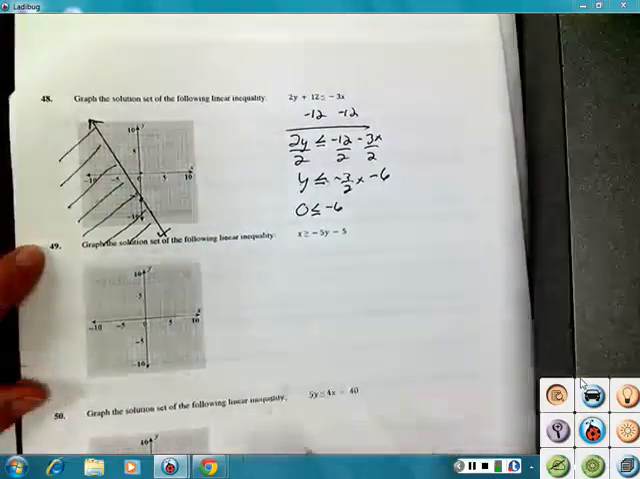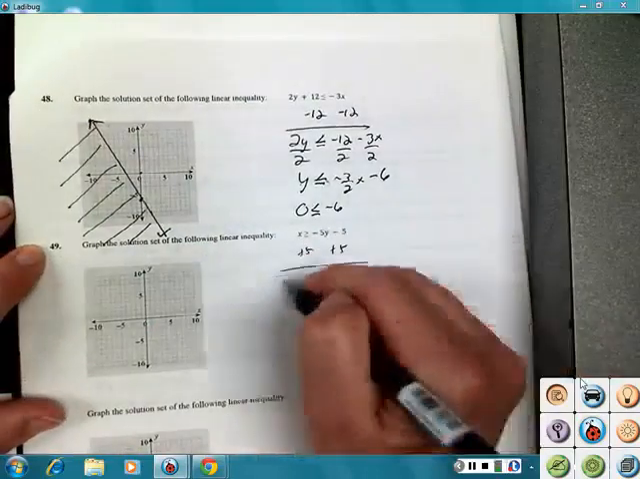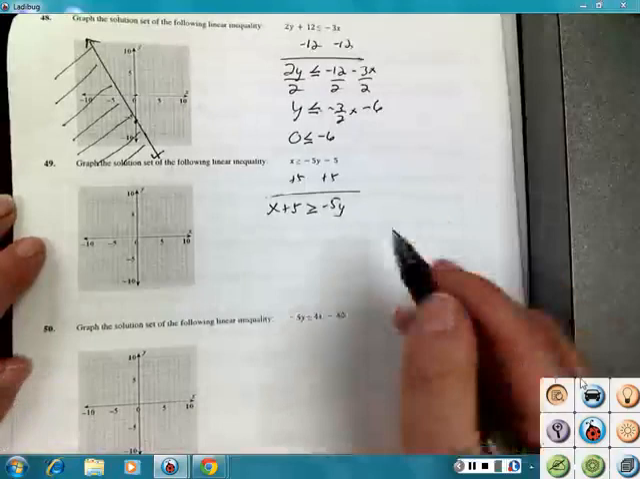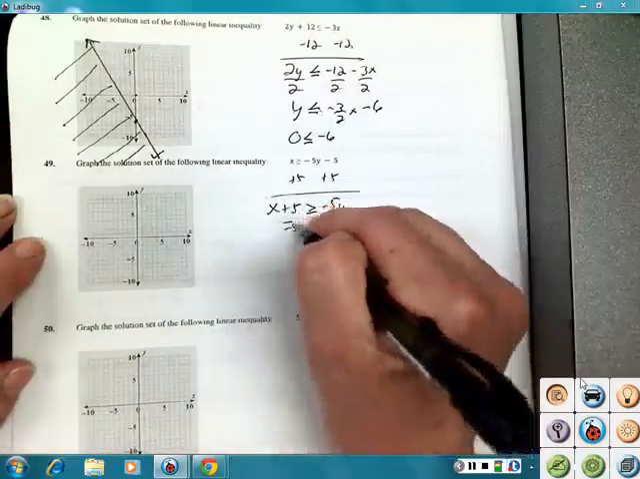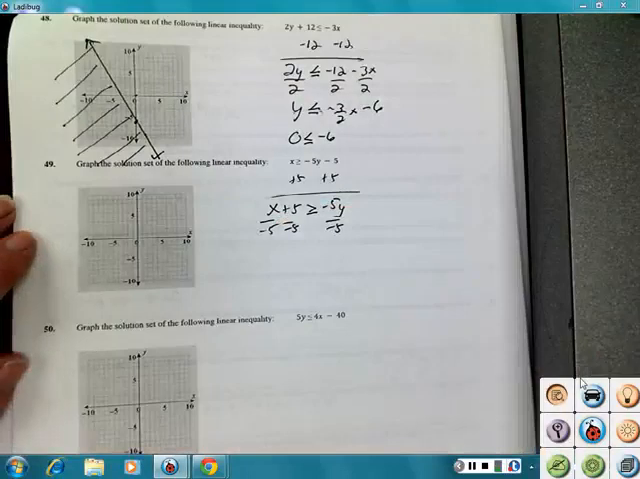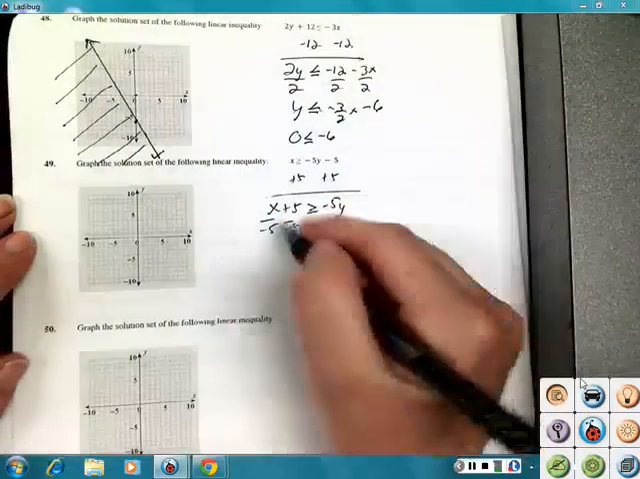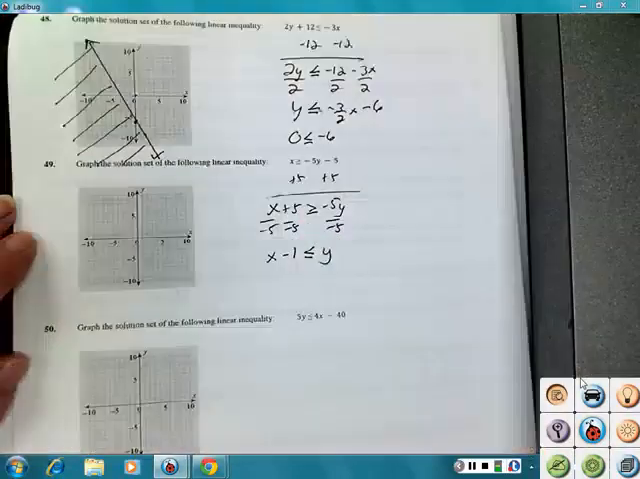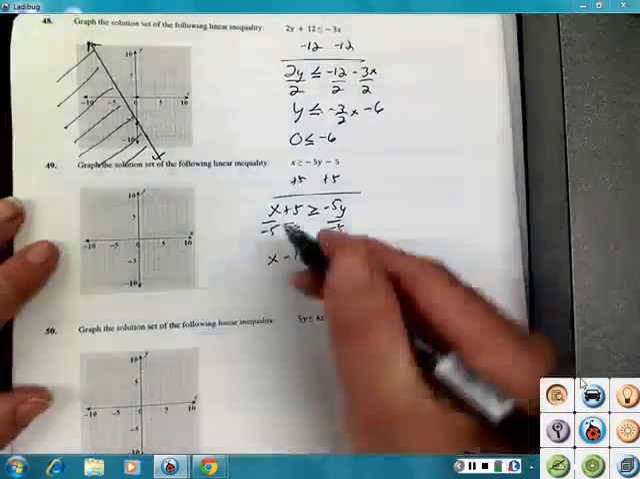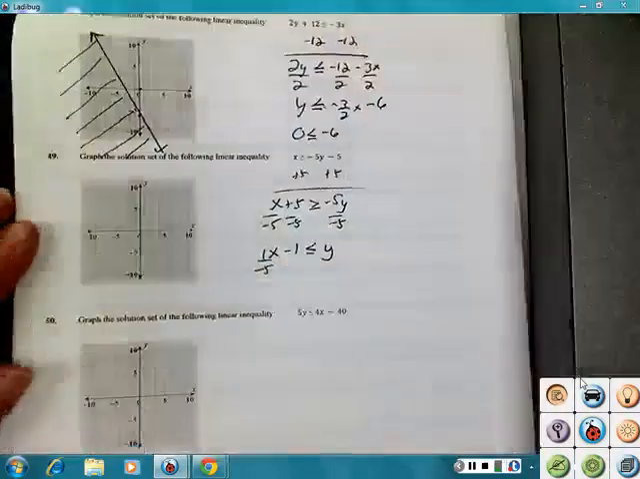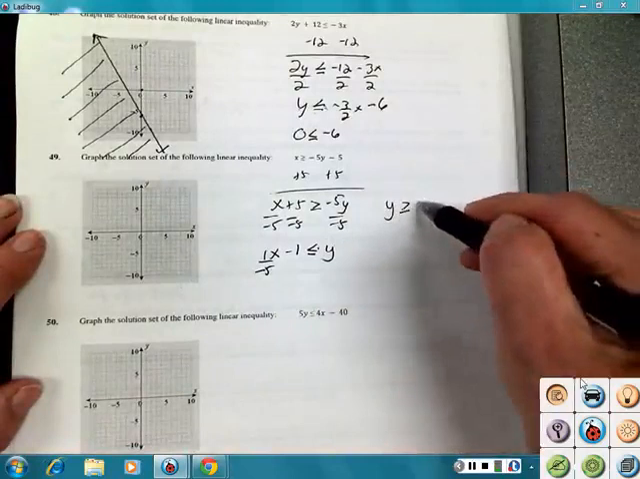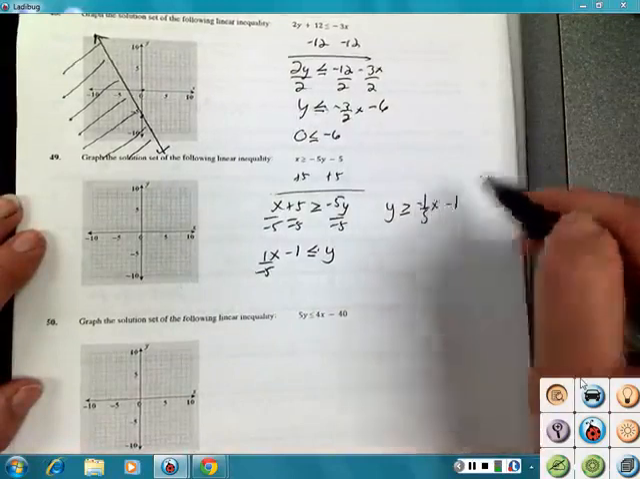So then if we do the next one, I'm going to add 5 to both sides. So I have x plus 5 is greater than or equal to a negative 5y. This one's a little tricky because when I divide by negative 5, what do I have to do? You've got to flip the inequality, right? So I have x minus 1 is less than or equal to y because I flipped it. Oh, this has got to go over 1 over negative 5. Got to get my 1/5 in there. So that kind of looks weird, so I'm going to reverse it. y is greater than or equal to a negative 1/5 x minus 1.